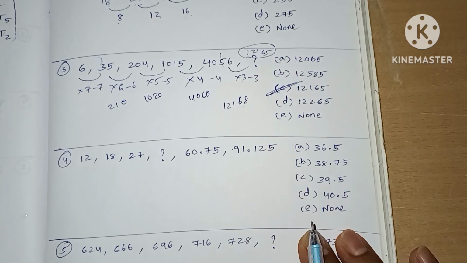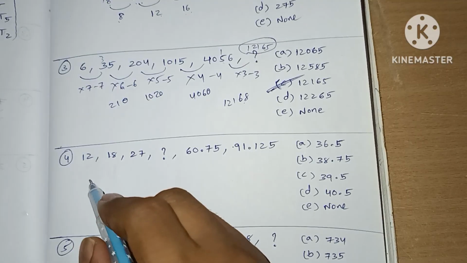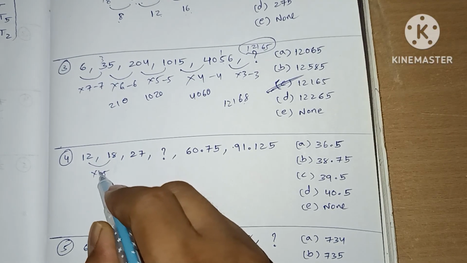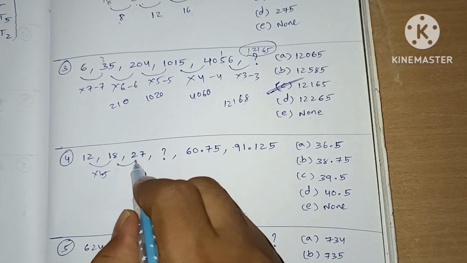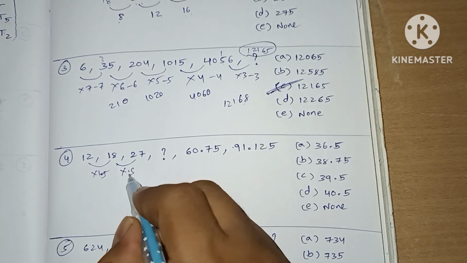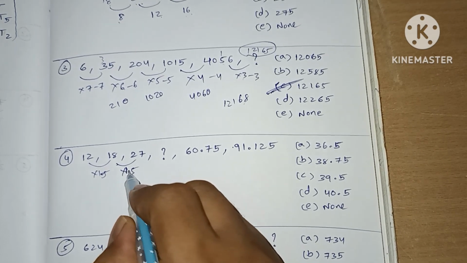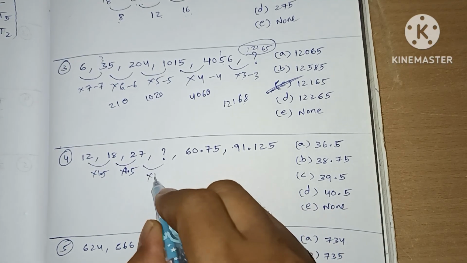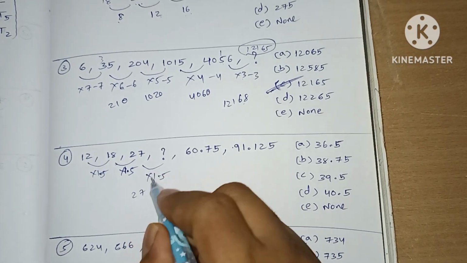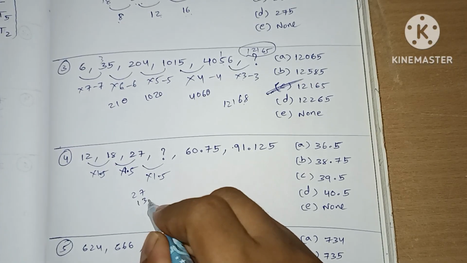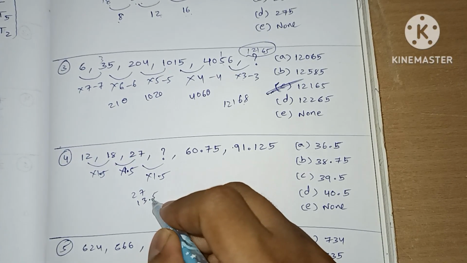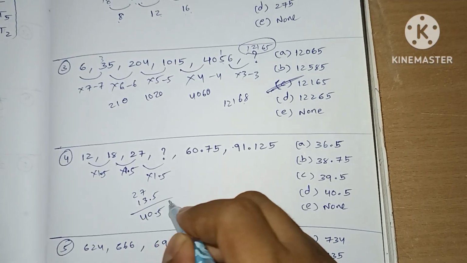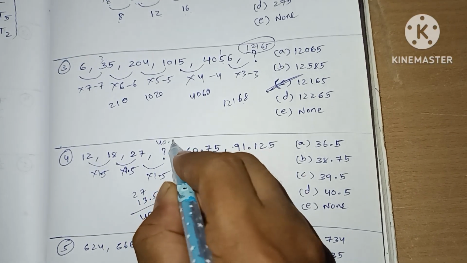Now we are going to see question number 4. Here it is clear that into 1.5 times is 18. Here it is also into 1.5 times. So let's take this as 1.5 times 27, which is 27 plus half of 27, which will be 13.5. I got 40.5. So the answer is 40.5.